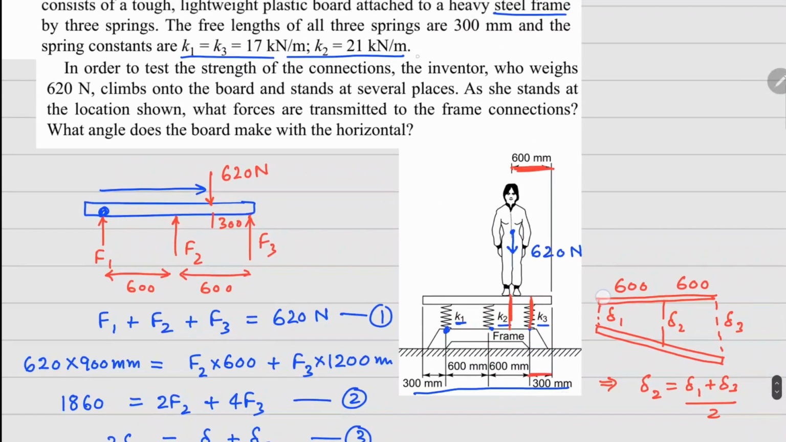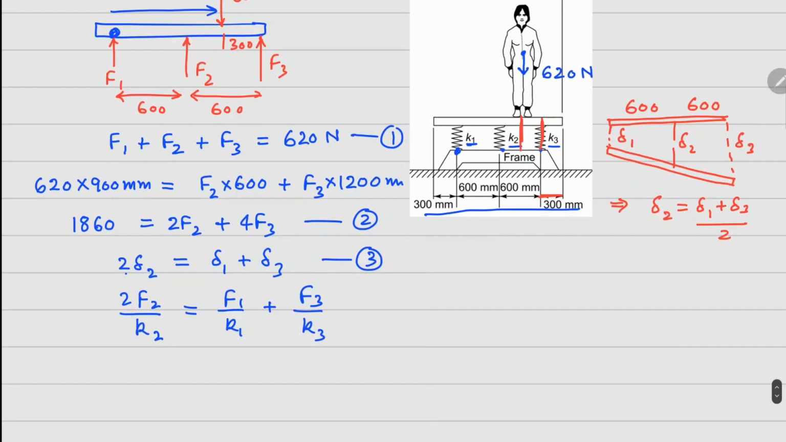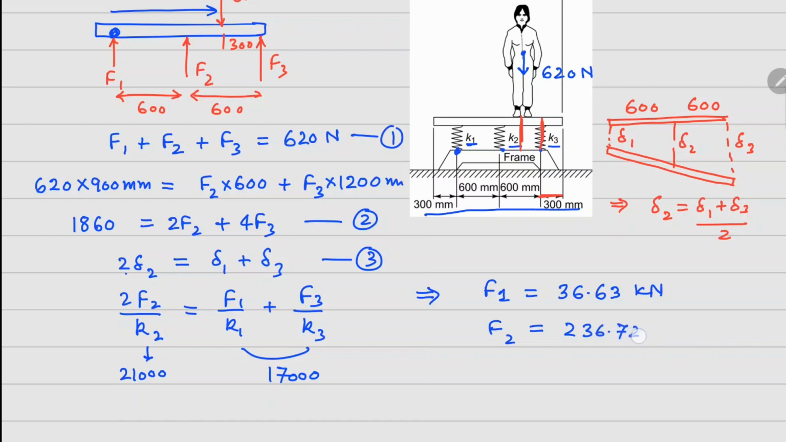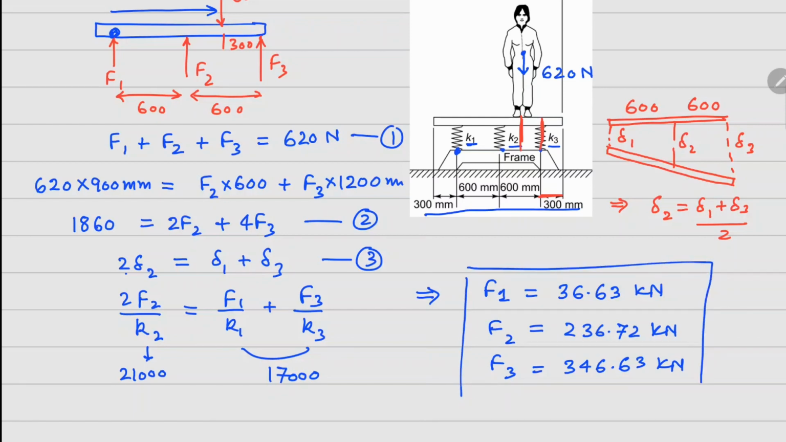Now K values are given here, but remember this is given in kilonewtons. So when we substitute here, K2 will be substituted as 21,000 and these two will be 17,000 here. So now we have three equations, three unknowns, so we can solve for these. Your F1 value comes out as 36.63 kilonewtons. Your F2 comes out as 236.72 kilonewtons, and your F3 is 346.63 kilonewtons. So these are the reactions that the steel frame is getting from the spring connections.